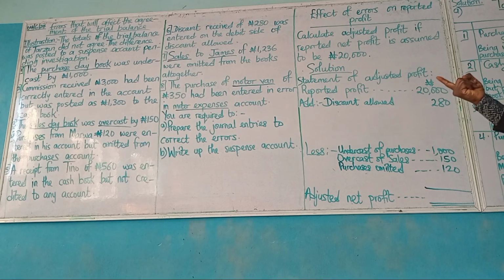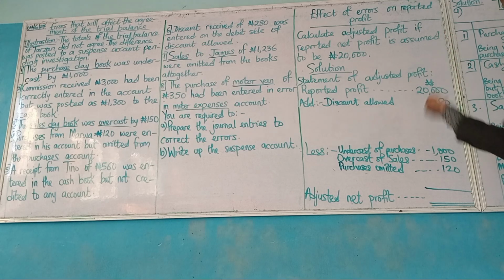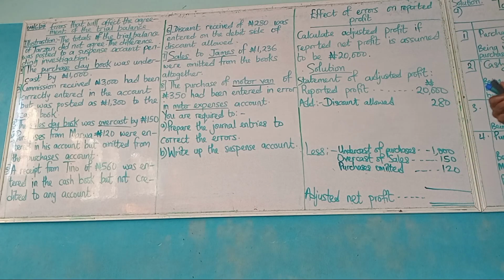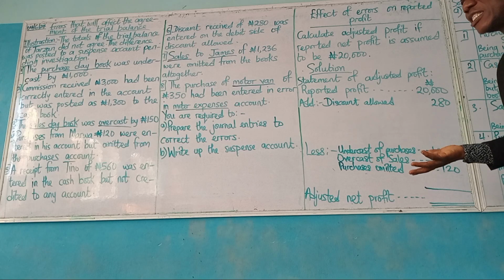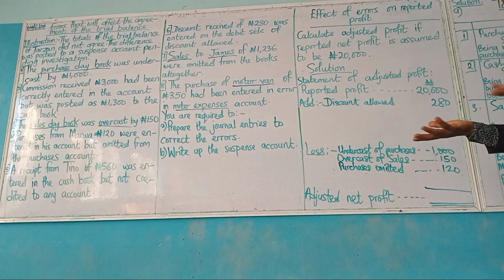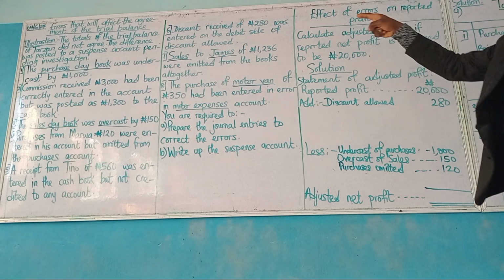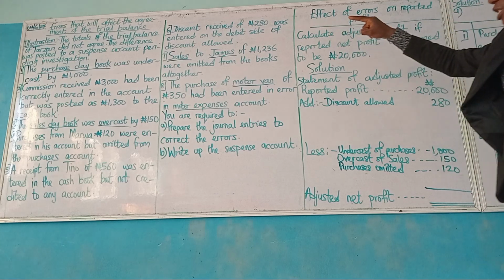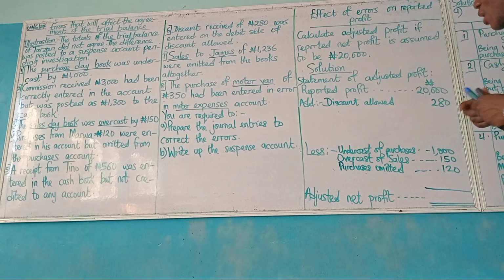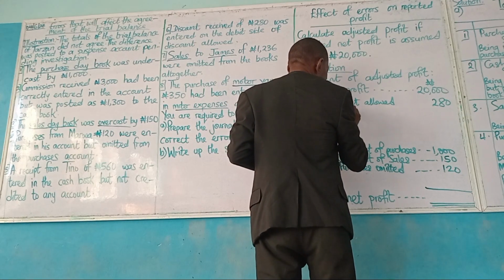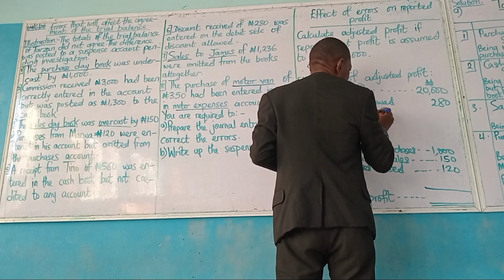If you post this 280 to the discount received account, it means discount received is an item that appears in the profit and loss account at the credit side. If it is at the credit side, it is going to be added to our income. So our income is increasing. If you put 280 inside discount received, it's going to jack up, it's going to increase our income. So discount received must be added back in our profits also.